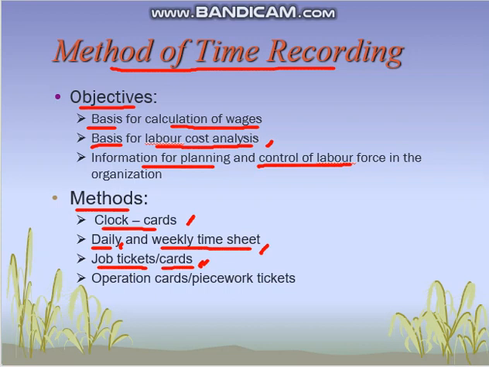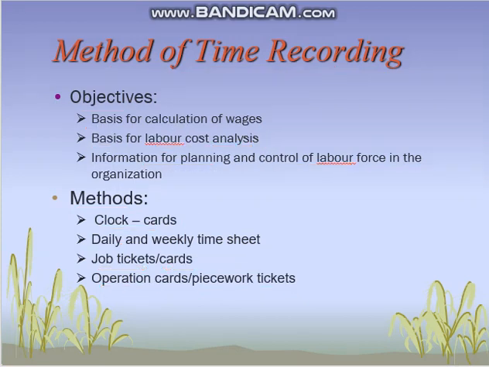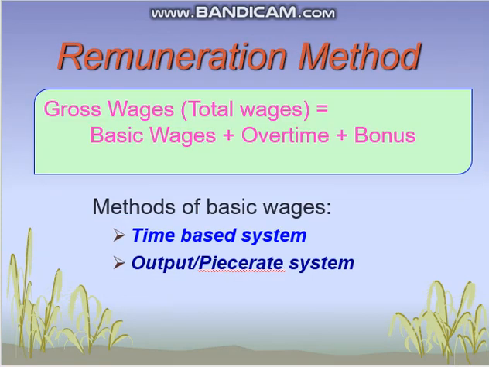Alright, okay. And then the last one is the operation card or piecework tickets. Here it is going to state the units of output that have already been completed by the workers in order to pay for the salary. Alright, now we move on to the next slide.